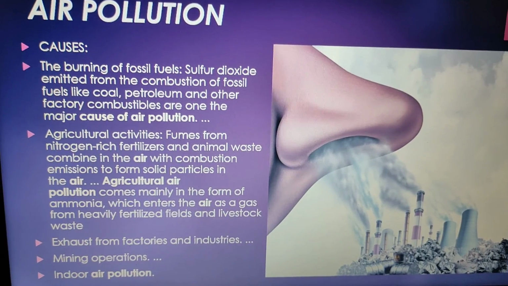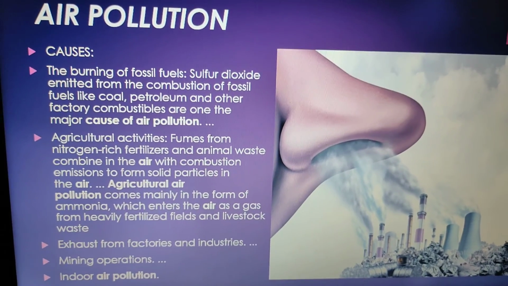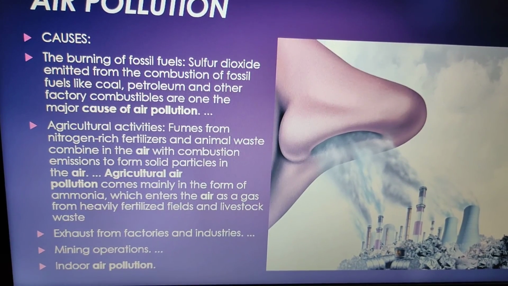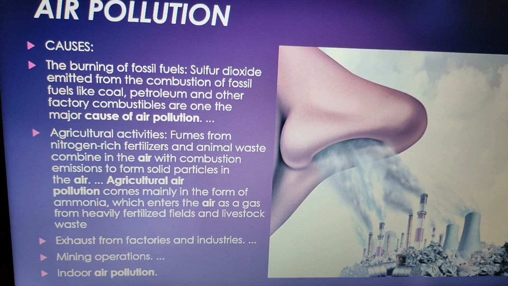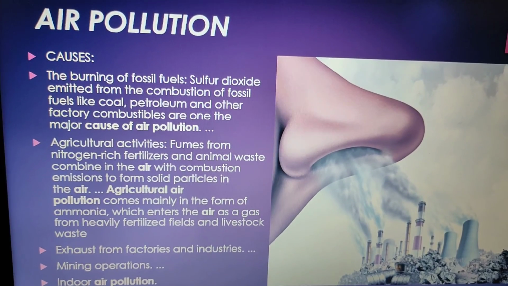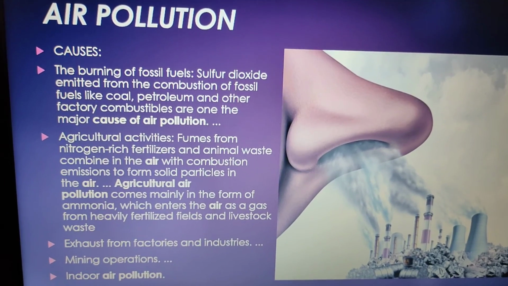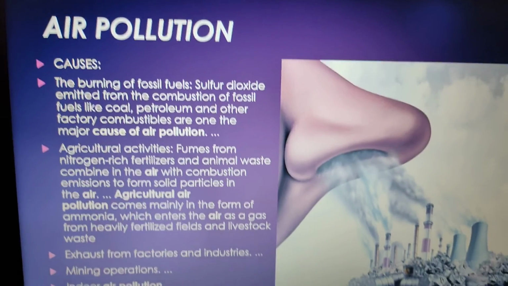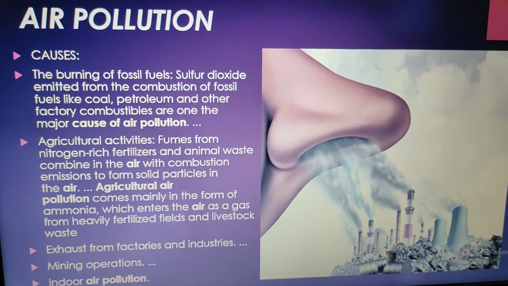Agricultural air pollution comes mainly in the form of ammonia, which enters the air as a gas from heavily fertilized fields and livestock waste, exhaust from factories and industries, mining operations, indoor air pollution.